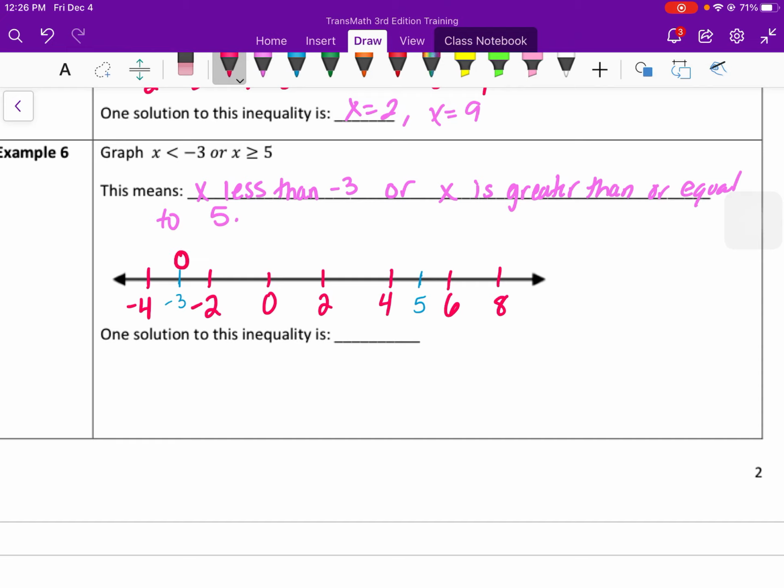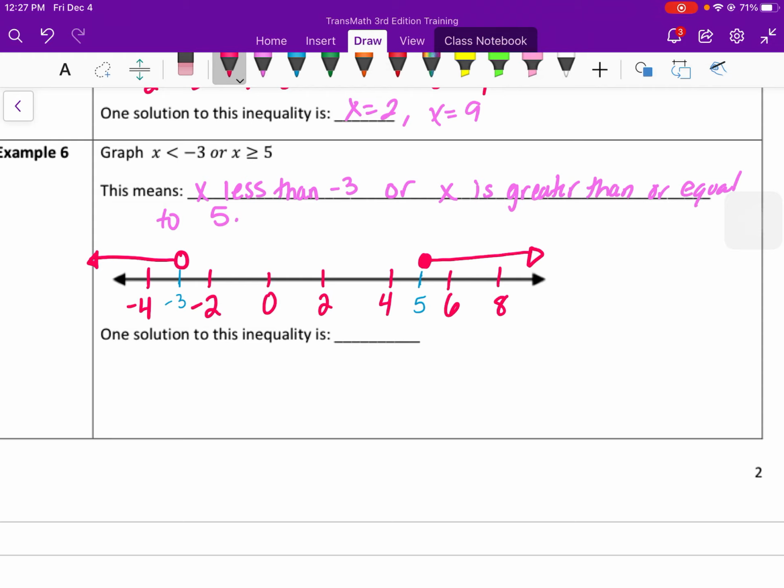X is less than negative 3 would have an open circle at negative 3, and the values that are lower than negative 3 are to the left. X is greater than or equal to 5. So x is greater than or equal to 5, I'd have a closed circle at 5 because it's also equal to, and then I would go to the right for all the values that are greater than 5.